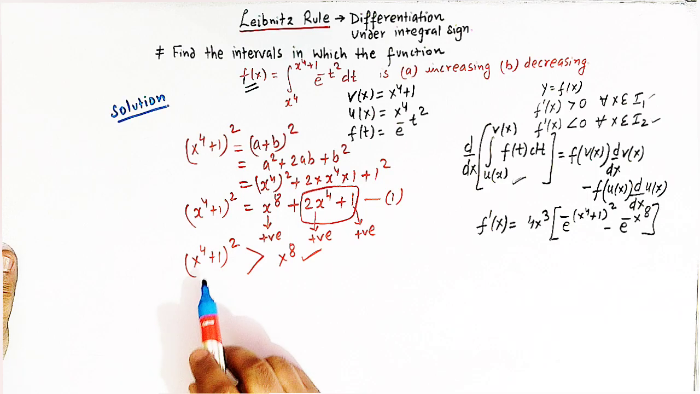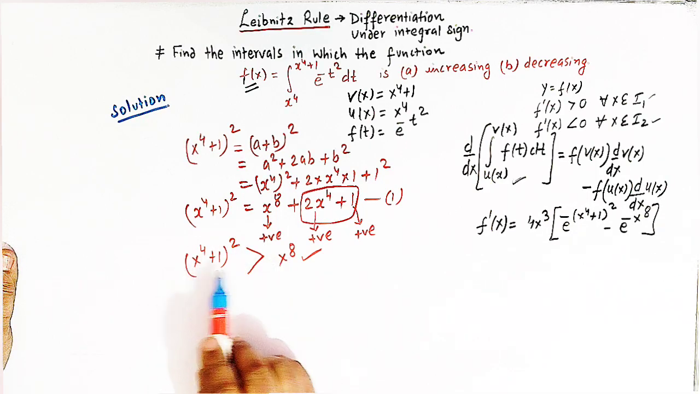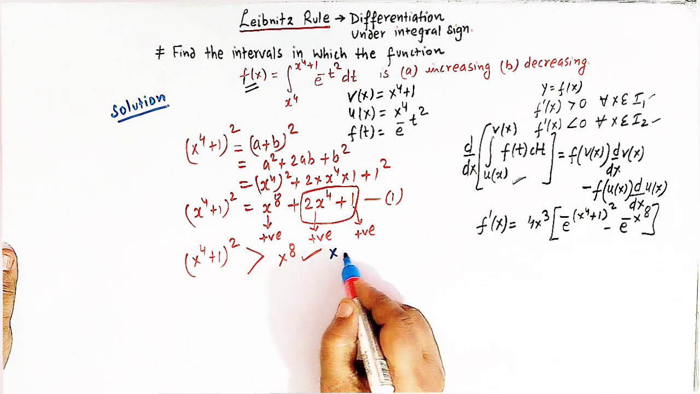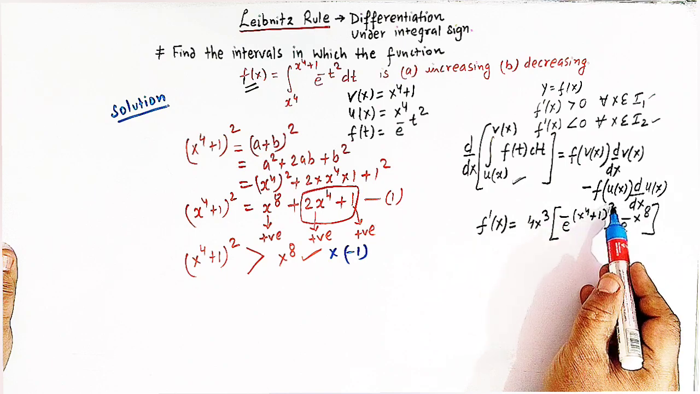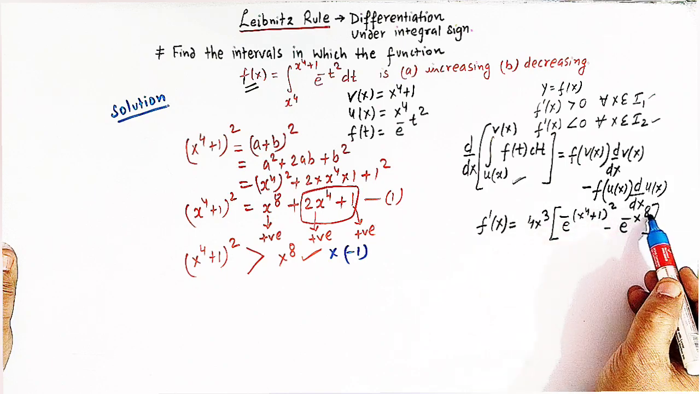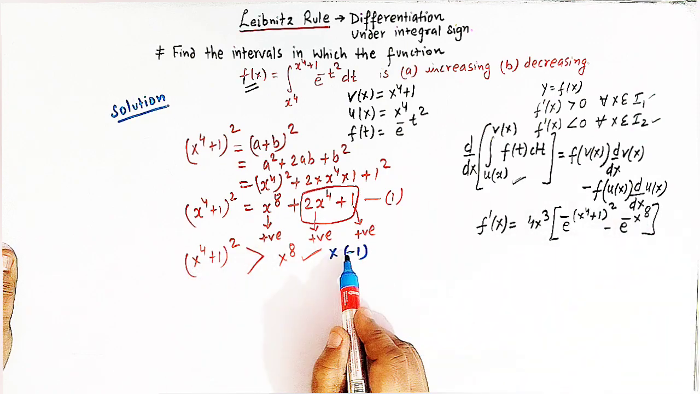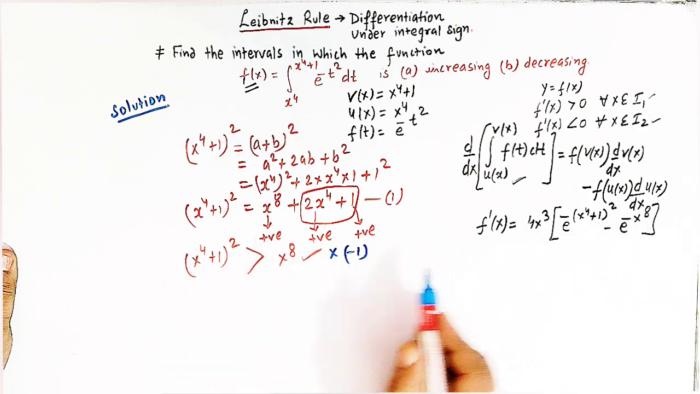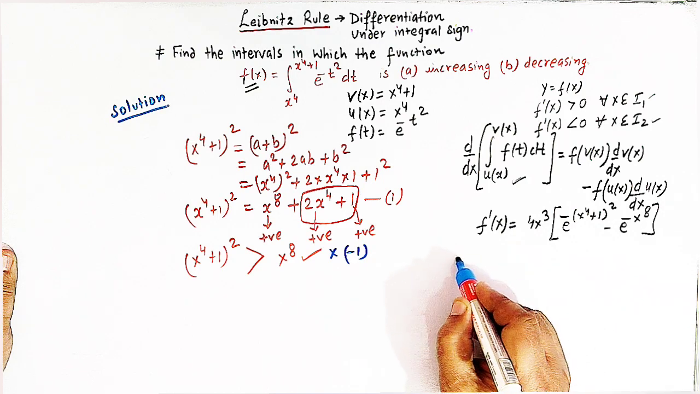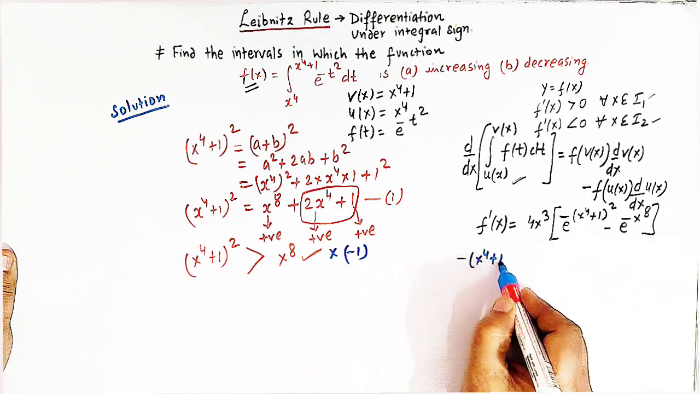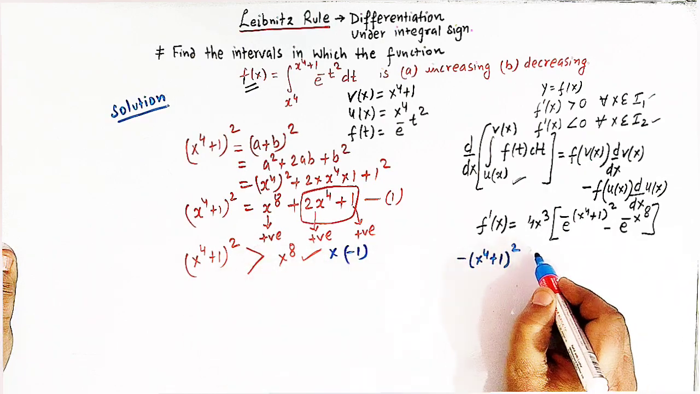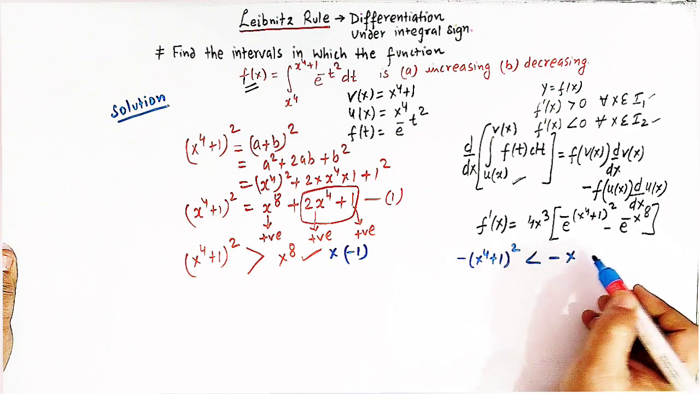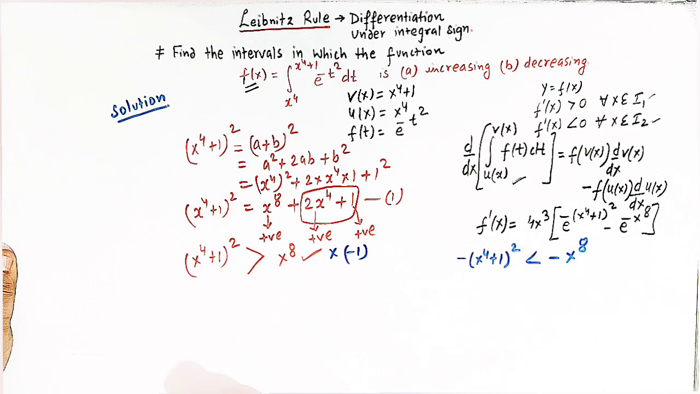So now let us proceed from here. Now what we will do, we will multiply both sides by minus 1, right? Because here we have minus x raised to 4 plus 1 square, and here we have minus x raised to 8. So multiplying both sides by minus 1 we will get this inequality, that is minus x raised to 4 plus 1 square. And remember, the direction of the inequality gets reversed, so we have minus x raised to 8, right?